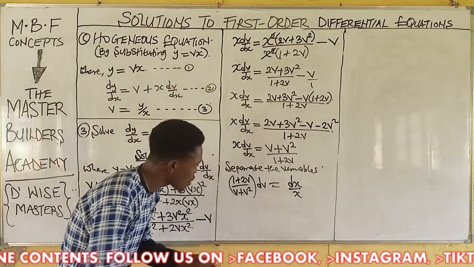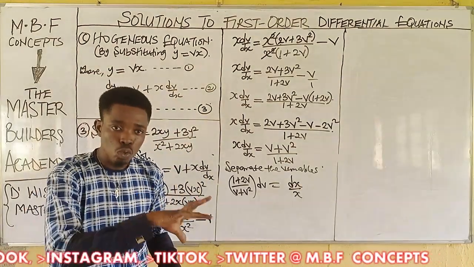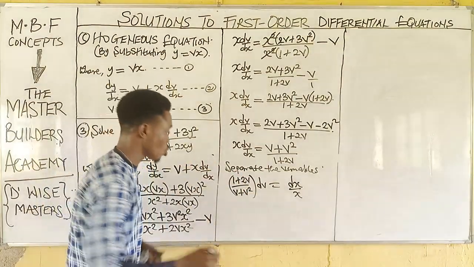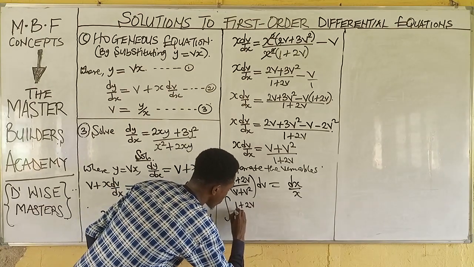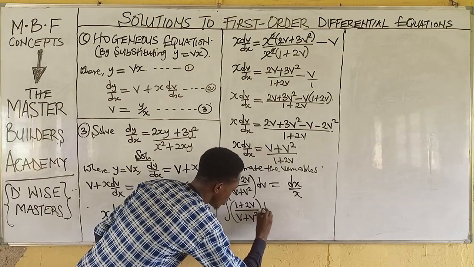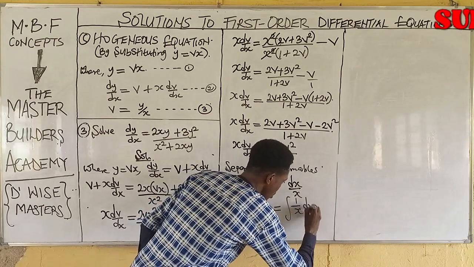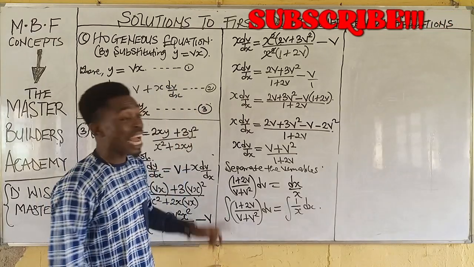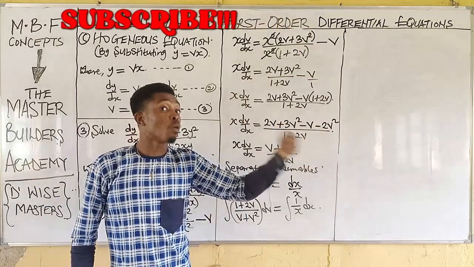Now that we have successfully separated v from x, what next? All we need to do is to introduce our integral. And to introduce our integral, we have integral of 1 plus 2v over v plus v squared dv, and this is equal to integral of 1 over x dx. Now, I have emphasized over time that anytime you want to integrate a fraction, you must pay attention to what you have at the numerator and what you have at the denominator.